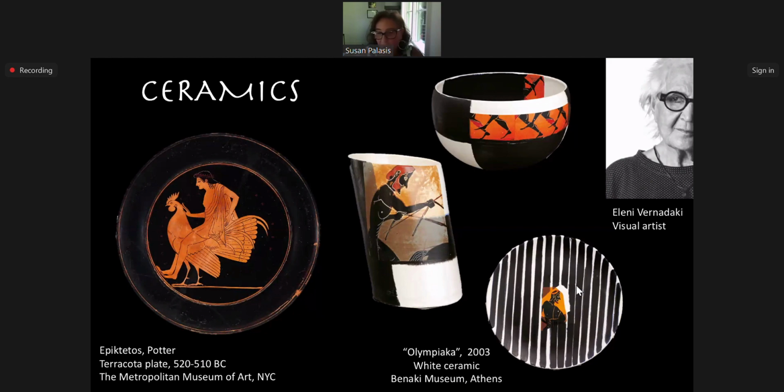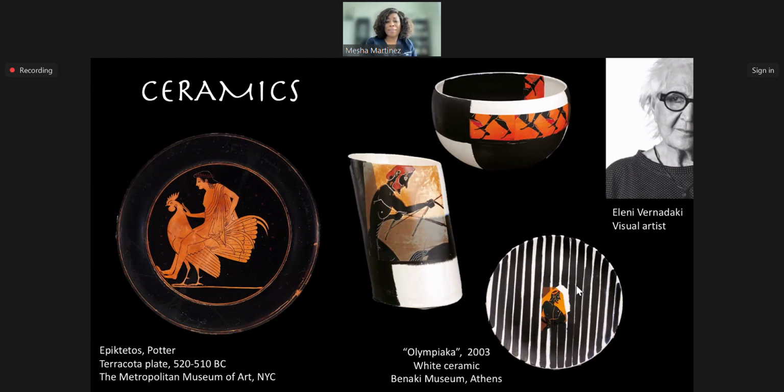And this is from her series called Olympiaka from 2003. It's white ceramic, and these are at the Benaki Museum. She created this series to be an entry for the Olympics that were held in Athens in 2004. So I just thought that was a nice sort of the new and the old coming through.